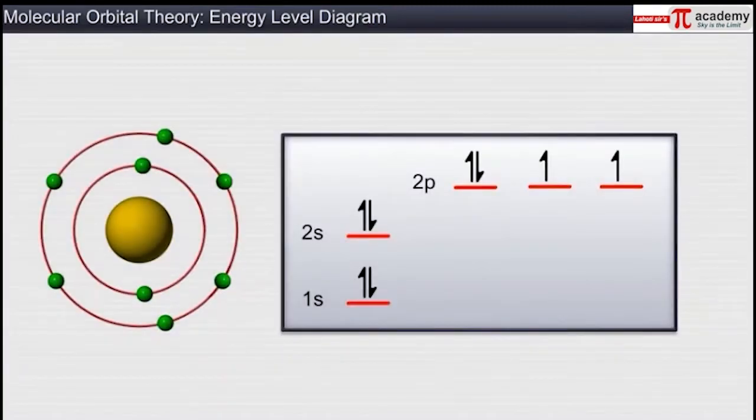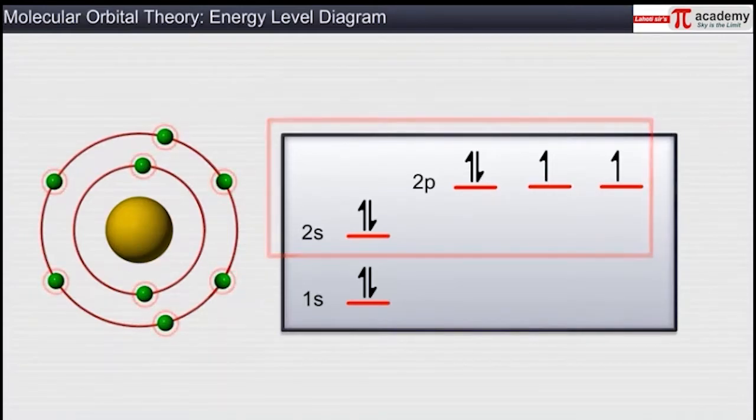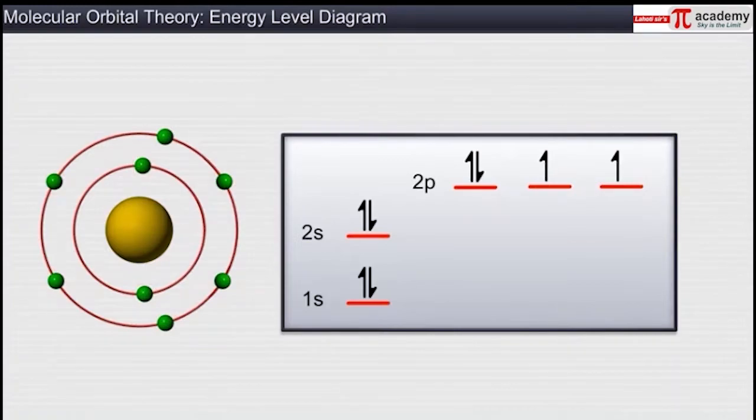For molecules formed by atoms containing more than 2 electrons, we will only consider the molecular orbitals formed by their valence shell and not the ones formed by their core orbitals to understand their stability.